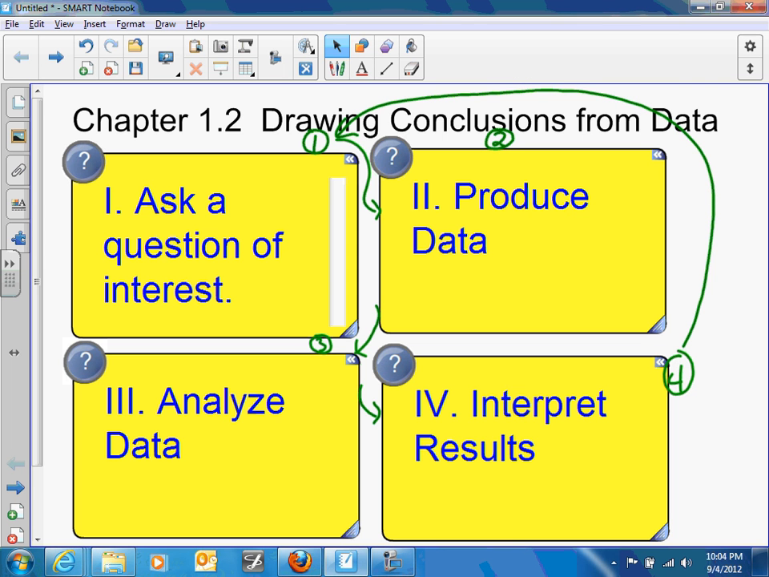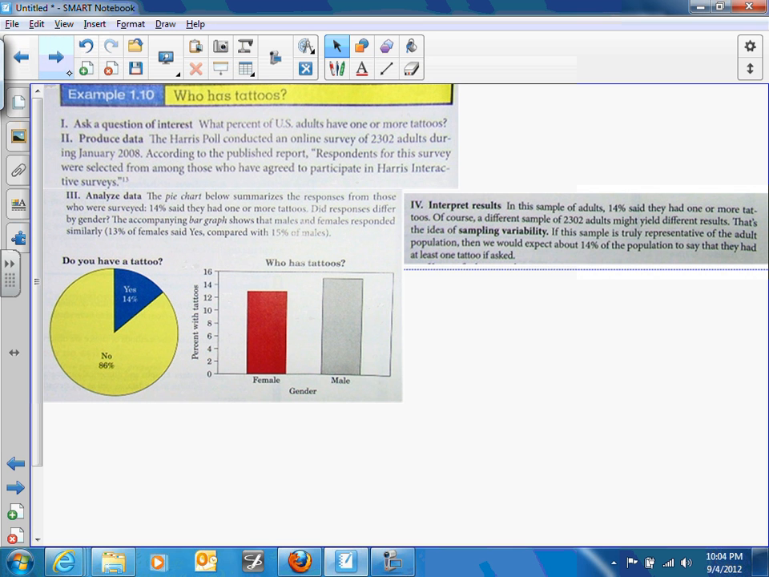All right? So let's take a look and ask the question, who has tattoos? Do you have a tattoo? Does anyone in your family have a tattoo? So the question of interest, or the topic, if you'll read here, is: what percent of U.S. adults have one or more tattoos? Okay, there's your question of interest.